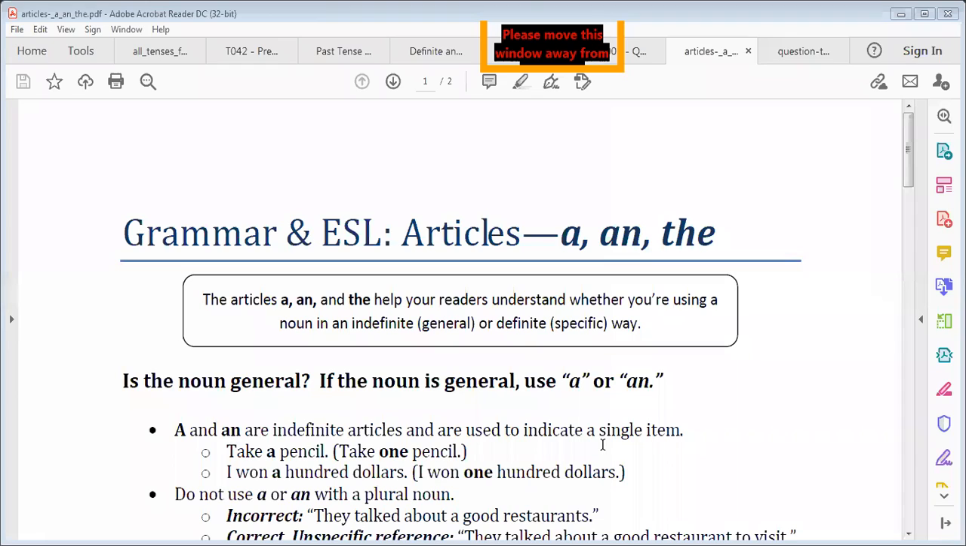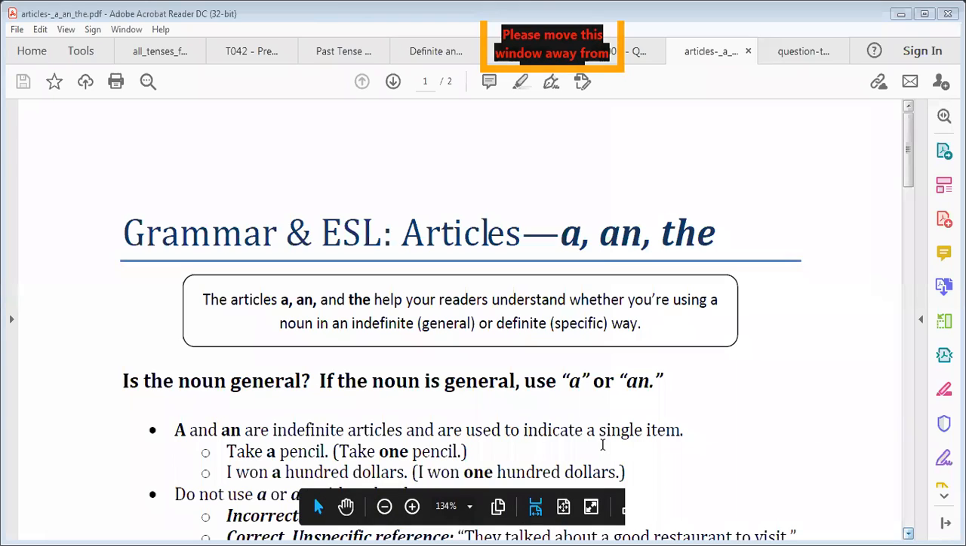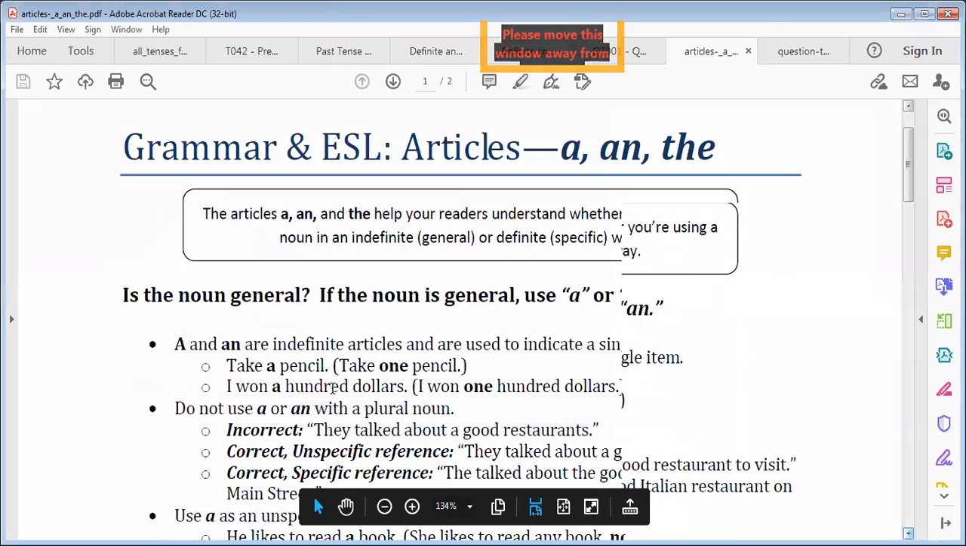Okay, I'm reading. Yes, I'll share the PDF. Yes, yes. All the PDFs I'll be sharing. Don't worry.